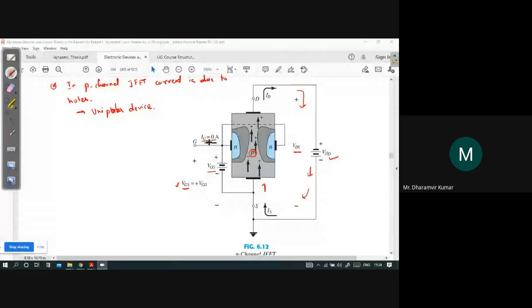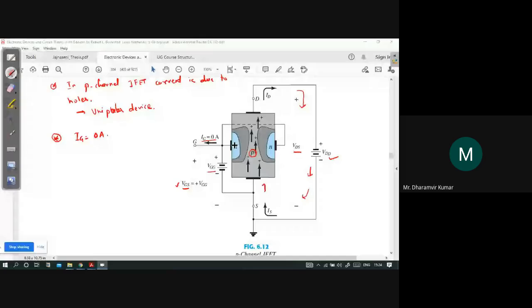So this is a very important point. Students get confused many a time about what is the value of Ig. So Ig is 0 ampere. This should be clear in your mind. And why it is 0 ampere? The reason should also be clear. Okay, because the PN junction is reverse biased. Fine. So this is the structure for a p-channel JFET, which is very similar to the n-channel JFET, right?